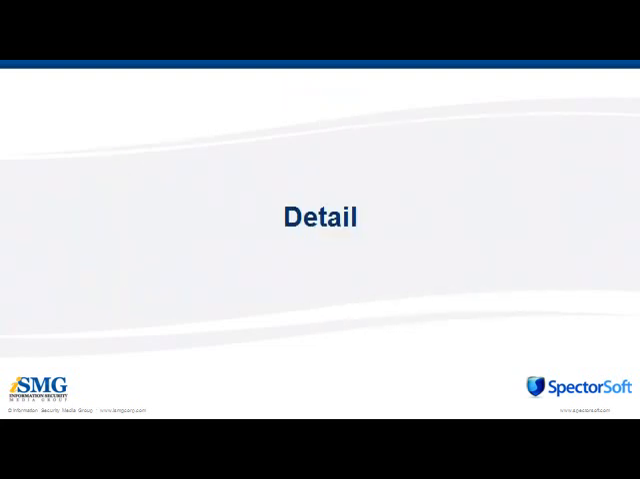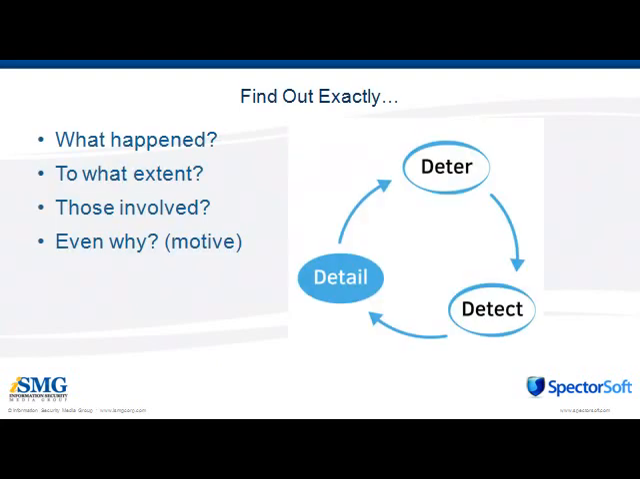The detail is the important piece. It's the data, the proof, or the evidence. You need to have the data that shows with certainty what happened and how, when the incident occurred, to what extent, what's the full scope of the issue, those who were involved, and even why. What was the motive?